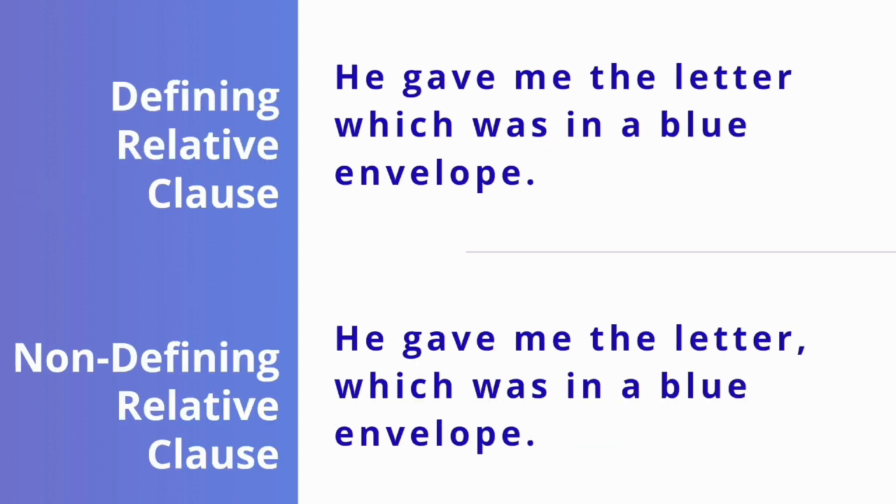Let's see a few examples. He gave me the letter which was in a blue envelope. This is defining clause. There were several letters of different colors and he gave me the blue one. Notice that there is no comma. See the next sentence. He gave me the letter, which was in a blue envelope. This is non-defining relative clause. There was only one letter. It was in the blue envelope. Notice the use of comma here.